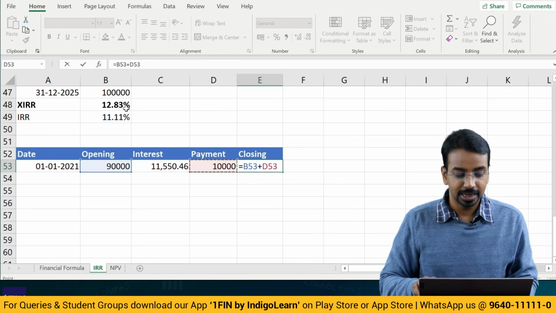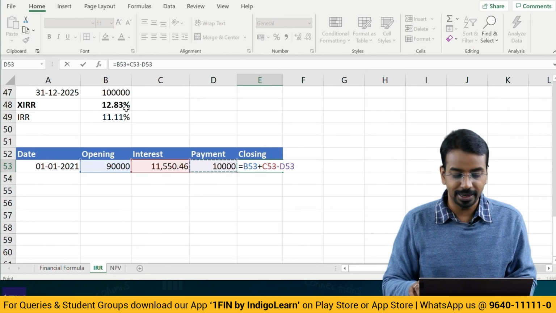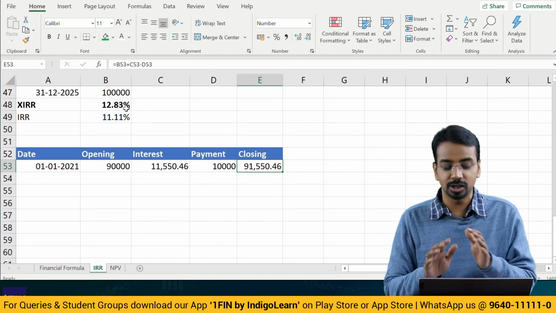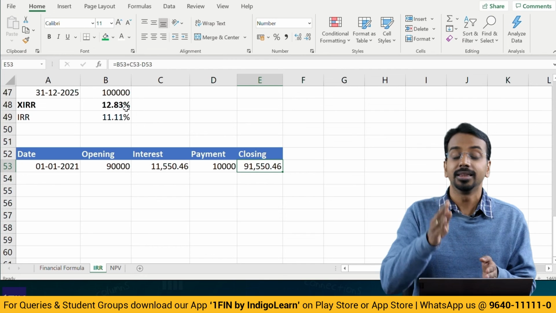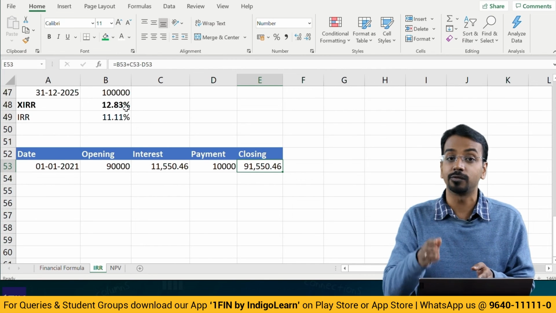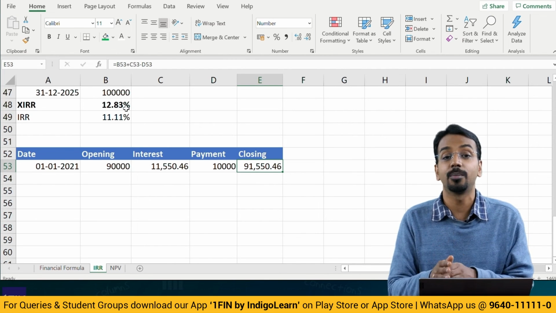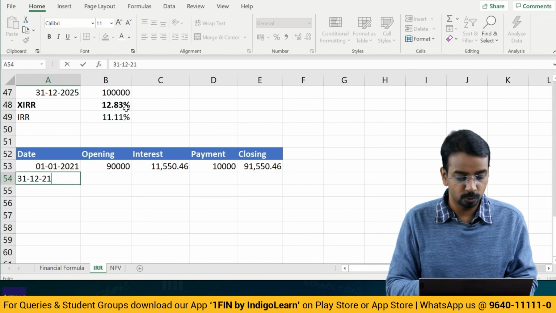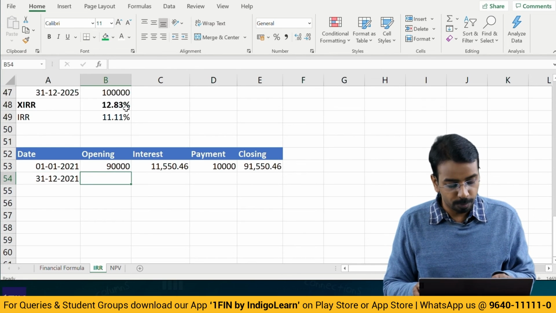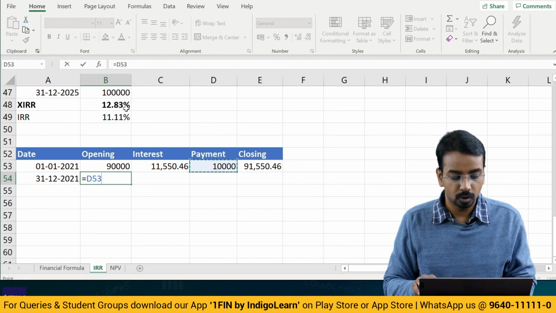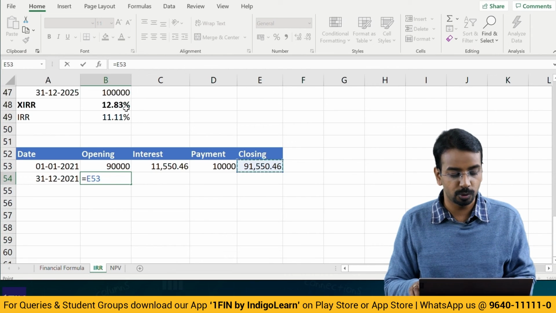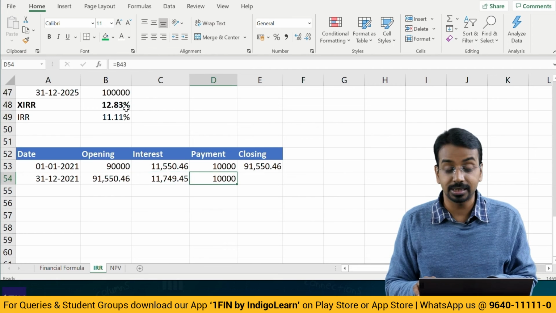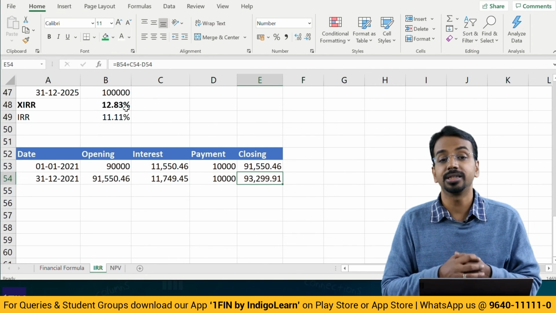Opening plus interest for 1 year minus the payment that you receive. This will be the closing balance as at the end of the year. This is not the closing balance as on 1/1/21. This is the closing balance as at the end of the year, that is on 31st of December of 21. So the next date would be 31st of December of 21. The balance as on 31st of December of 21 would be 91,550, interest is 11,749, payment is 10,000, closing balance is 93,299.